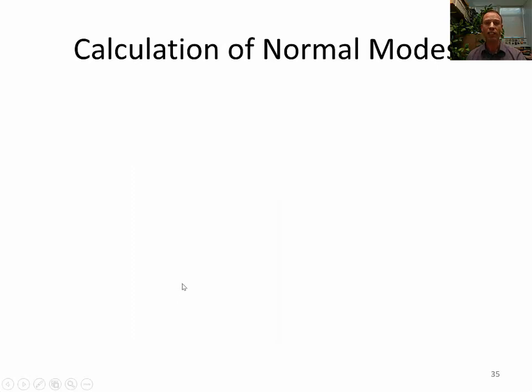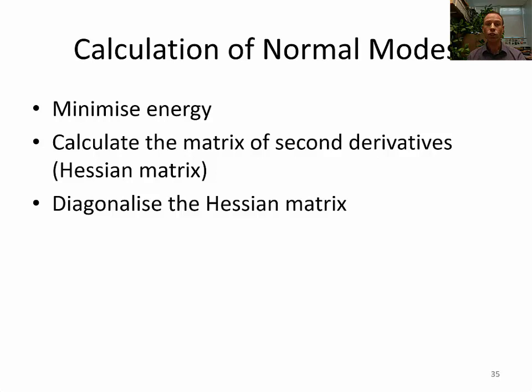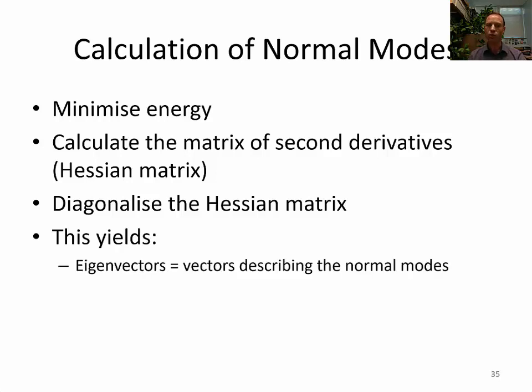So how do you go about calculating normal modes? The first thing you need to do is find a minimum. If you're not at a minimum, the calculation of normal modes doesn't really make any physical sense. Once you're at a minimum, the point where the gradient is equal to 0, so all the first derivatives are equal to 0, you then need to calculate the matrix of second derivatives. As I mentioned before, it's called the Hessian matrix. Once you've got the Hessian matrix, you need to make it diagonal, and that gives you a matrix with numbers along the diagonal, but 0 elsewhere. When you do this, it gives you eigenvectors, which are vectors describing the motion associated with the normal modes. And you also get eigenvalues, the vibrational frequencies associated with these normal modes.